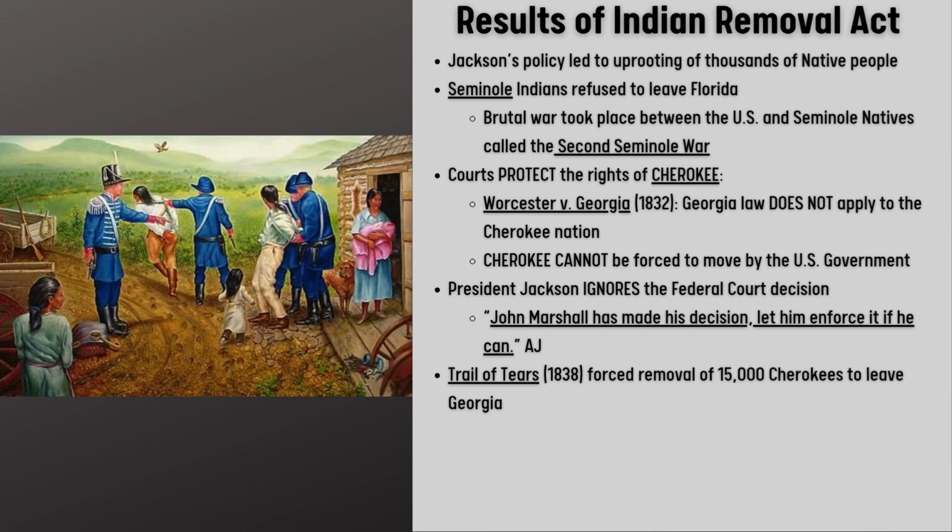However, President Jackson chose to ignore this ruling, famously challenging, quote, John Marshall has made his decision. Let him enforce it if he can. Ultimately, this led to the tragic Trail of Tears in 1838, where 15,000 Cherokees were forcibly removed from Georgia. This event stands as a stark reminder of the human cost of policy and the resilience of the native communities.